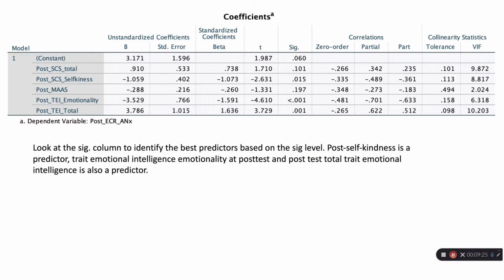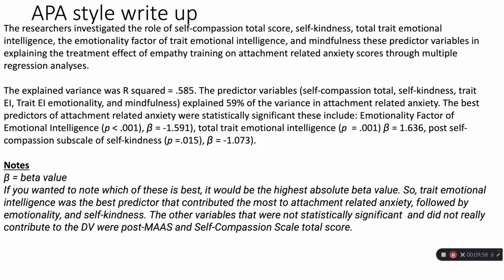Now we can look at our coefficients table. We want to look at the SIG column, which is the 1, 2, 3, 4, 5th column from the left. We want to see if any of these significance values are less than 0.05. So as we go down, we can see that self-compassion, self-kindness was 0.01. So this is a statistically significant predictor, as well as trait emotional intelligence emotionality was also a statistically significant predictor, and emotional intelligence total. Trait emotional intelligence total was also a predictor of attachment-related anxiety. So our next step is to write these results up in APA style.